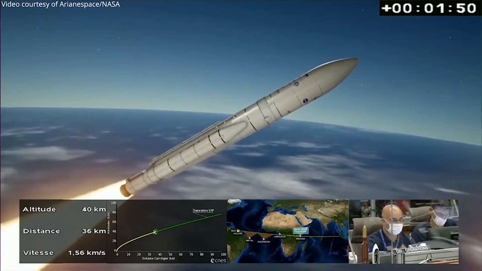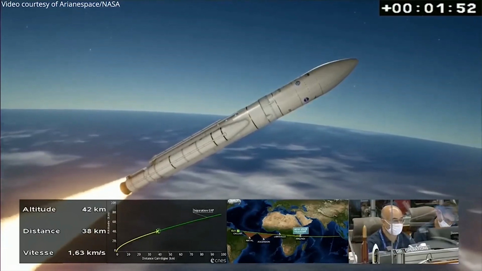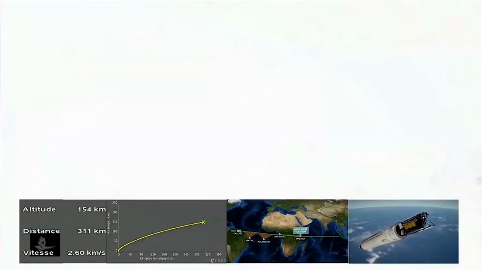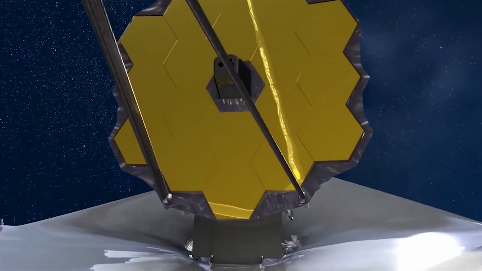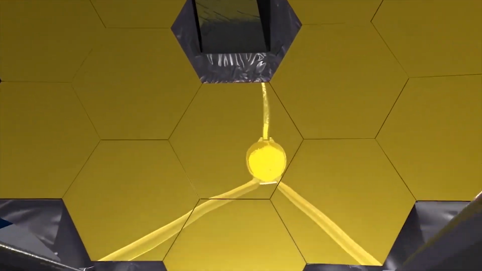Launching Webb to space was of course an exciting event, but for scientists and optical engineers, this is a pinnacle moment, when light from a star is successfully making its way through the system down onto a detector.